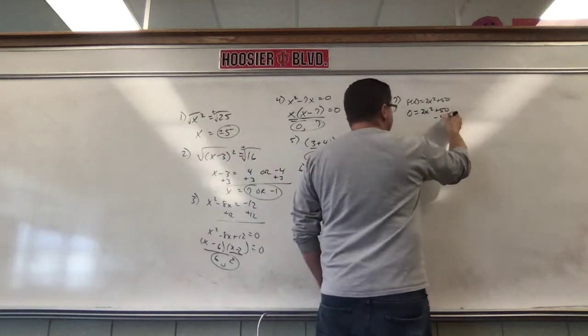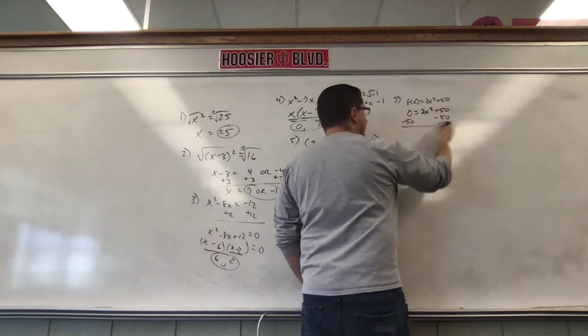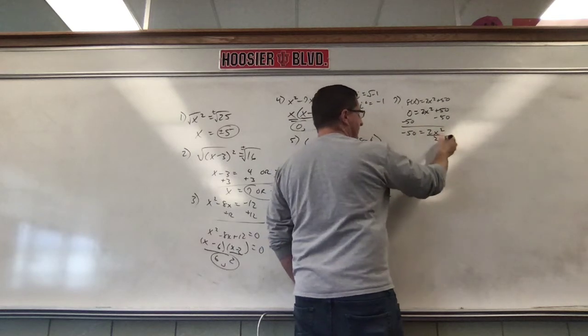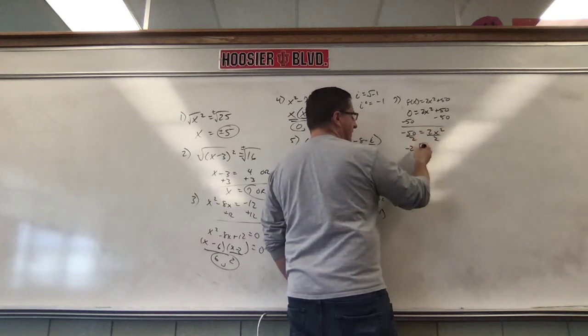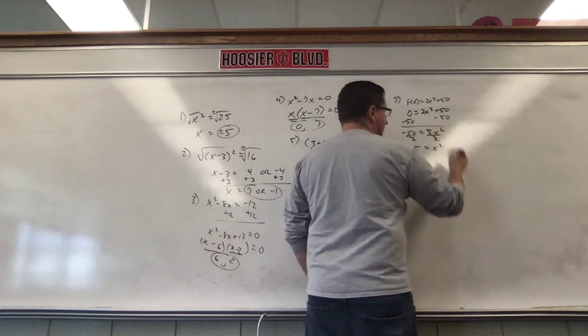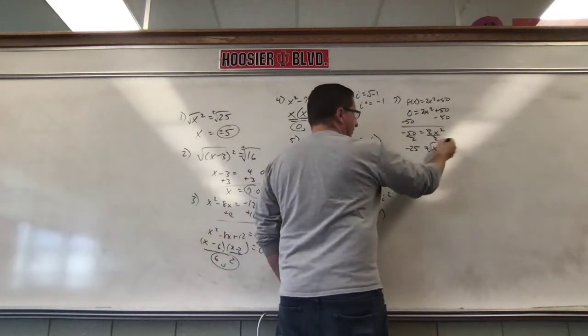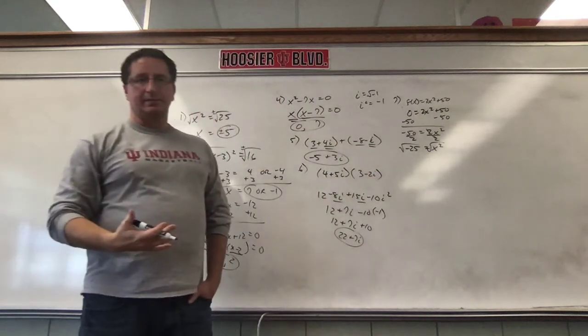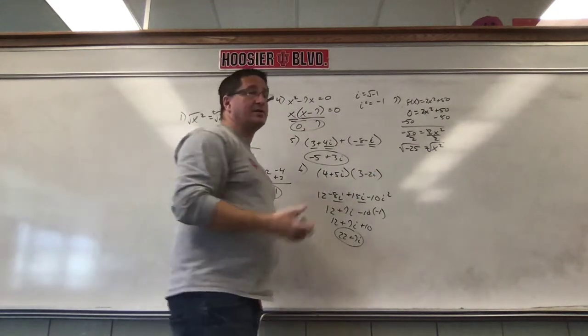So we subtract 50 from each side. 0 minus 50 is negative 50 equals 2x squared. We divide by 2. Negative 50 divided by 2 is negative 25. These 2's cancel. And then we square root. Okay? Remember, the square root of a negative is imaginary. That's what an imaginary number is, the square root of a negative.